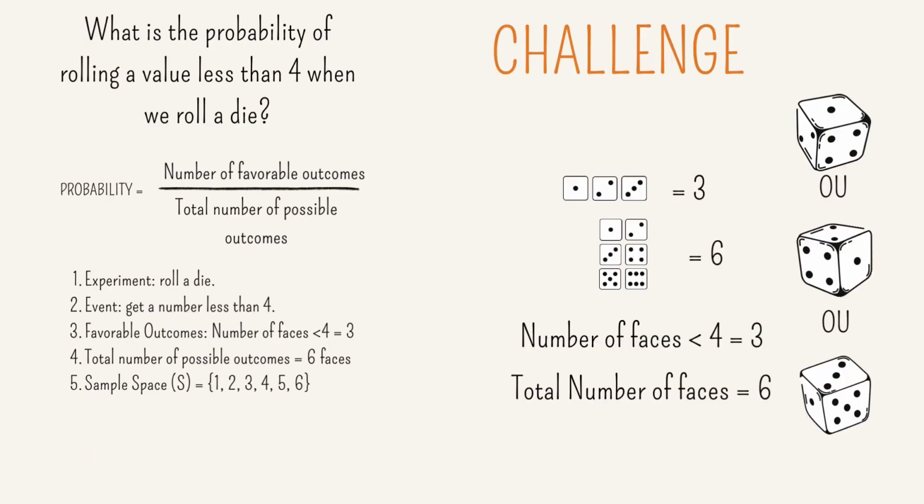Challenge. What is the probability of rolling a value less than 4 when we roll a die? The experiment is to roll a die. The event is to get a number less than 4. The 3 favorable outcomes less than 4 are rolling a 1, 2, or 3. The 6 total possible outcomes are the number of the dice sides. Since each face of the die is numbered from 1 to 6, the sample space for rolling the die is 1, 2, 3, 4, 5, and 6.